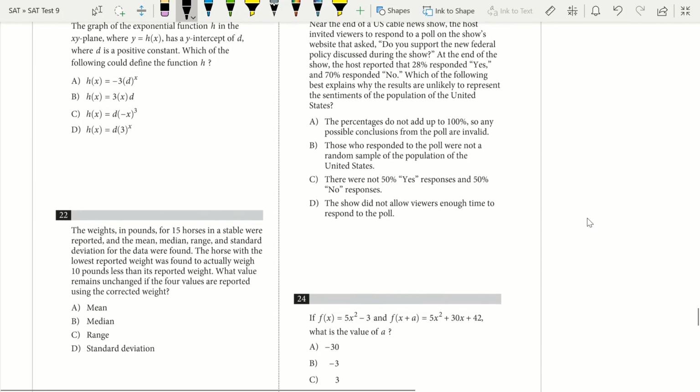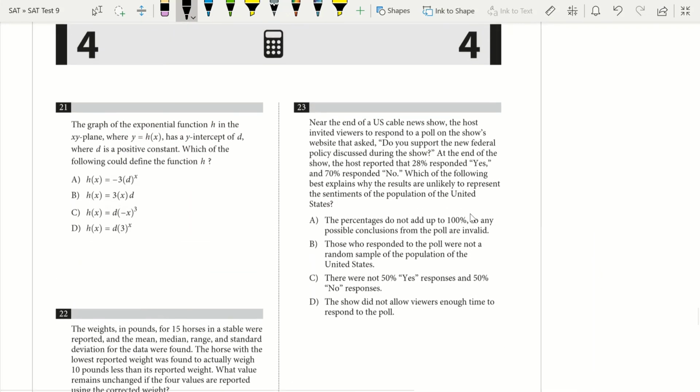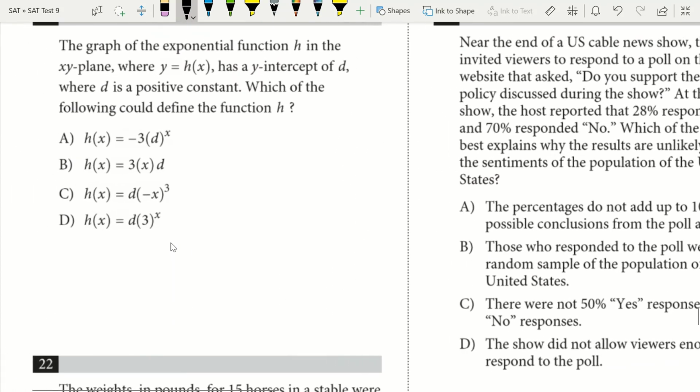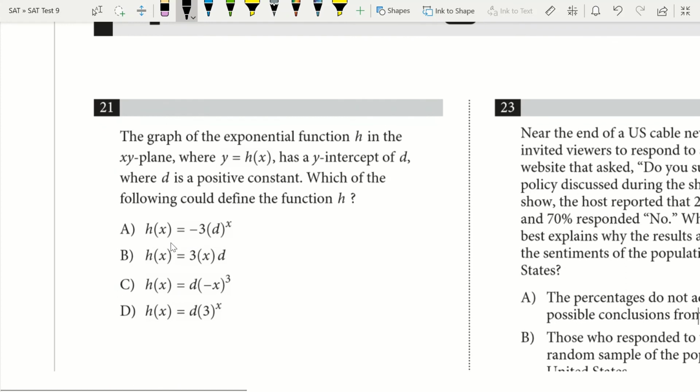All right, one that jumps out to me right away is, we haven't done a whole lot with just setting up these equations, like 21. So let's go ahead and do 21, exponential functions and things like that. I'll give you about 20 seconds to solve 21, and then I'll go through it. So your 20 seconds starts in 3, 2, 1.